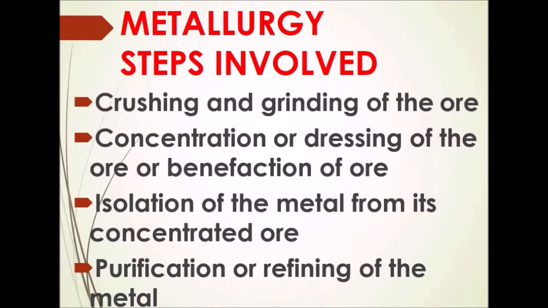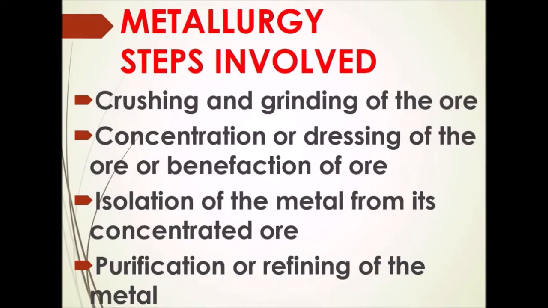The 4 steps involved in the process of extraction of metal are crushing and grinding of the ore, concentration or dressing of the ore or benefaction of ore, isolation of metal from concentrated ore, and purification or refining of metal. In simple terms, the metal which is in the form of ore is first crushed and ground. That is the first step.